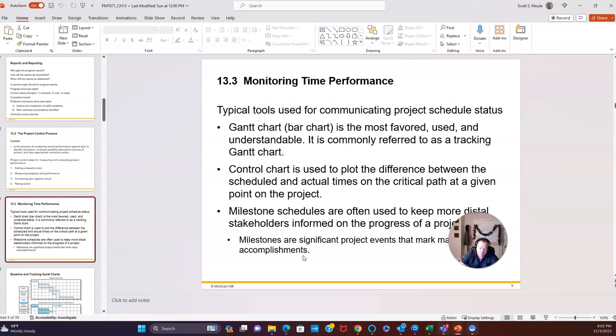Are you over budget? Are you under budget? Are you on schedule? You're not on schedule. So a lot of the software will do that for you now. It's a little more challenging when you're doing it in Excel, but I think you'll get the main concept and ideas.